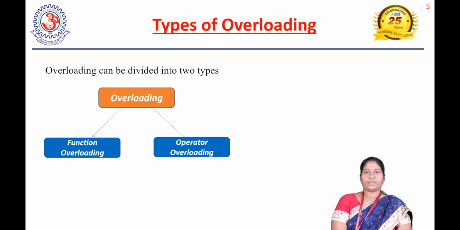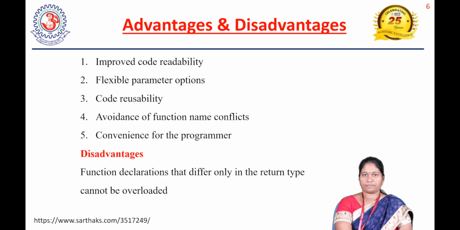After that, basically overloading is divided into two categories. One is function overloading, another is operator overloading. These concepts are called polymorphism. Polymorphism is a main concept of the C++ language. So this is very important. We have to categorize overloading into two different categories: function overloading and operator overloading.